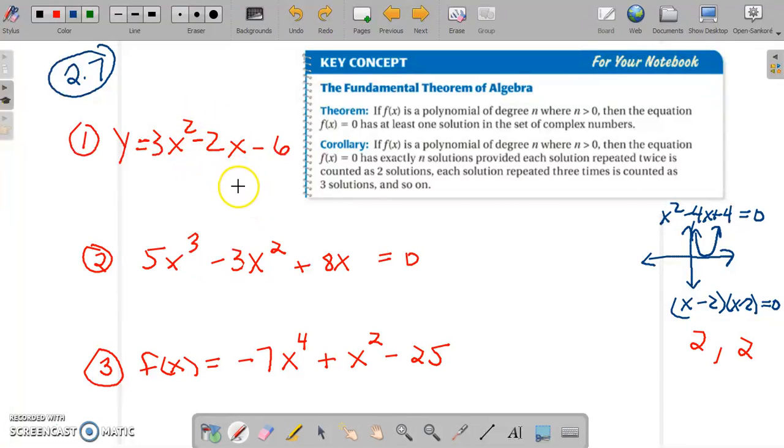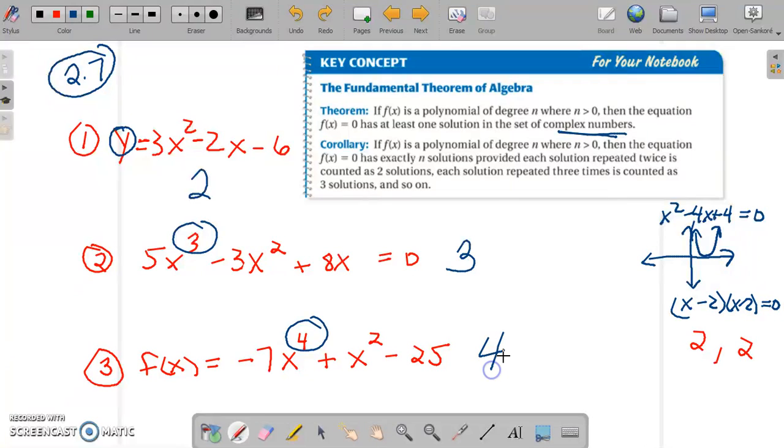So here's a quadratic. How many solutions, counting the duplicates, does this have? This is going to have 2 solutions, 2 zeros. If we set this equal to 0, we are going to have 2 zeros in the set of complex numbers. That's the key thing. This is a degree 3, so if we set this equal to 0, we are going to have 3 solutions in the set of complex numbers. Here is a degree 4 polynomial. We are going to have 4 solutions in the set of complex numbers.